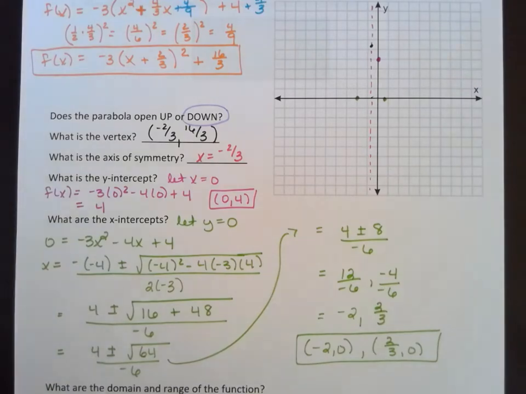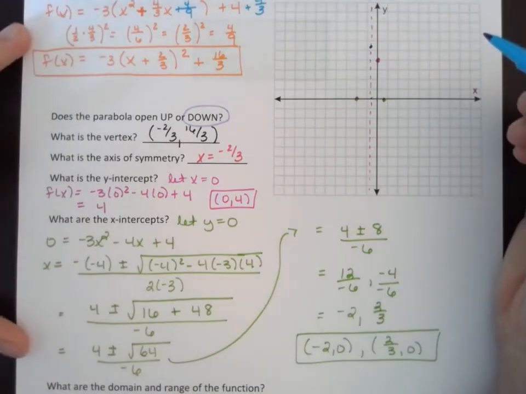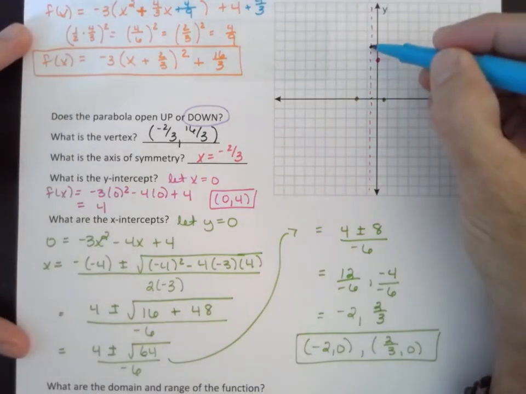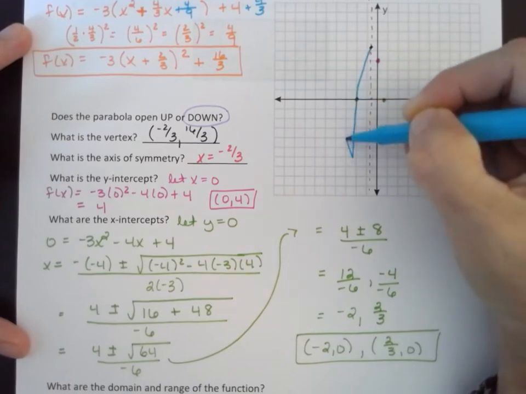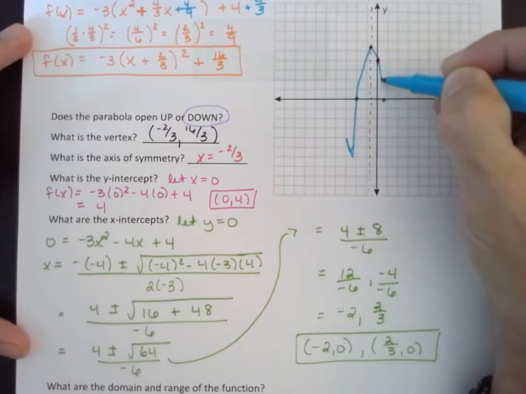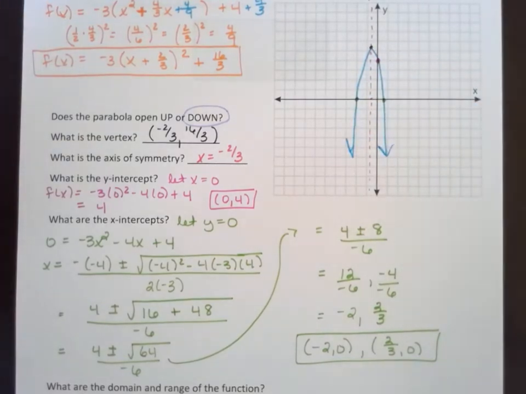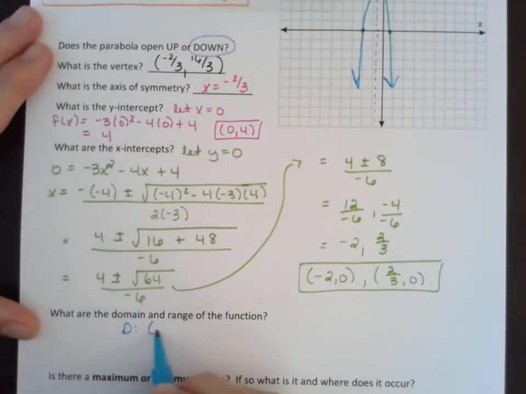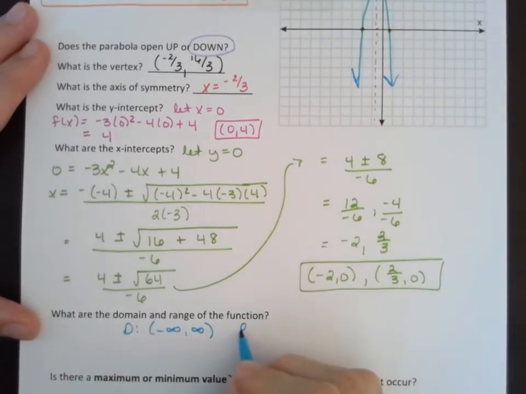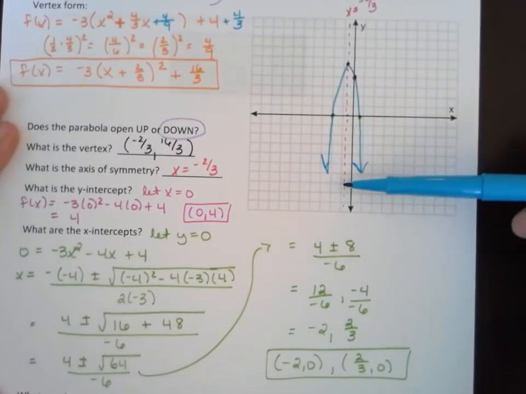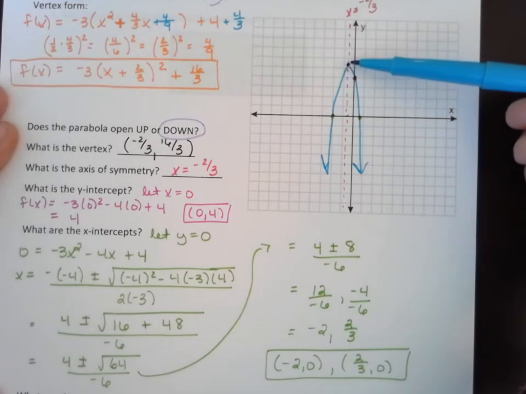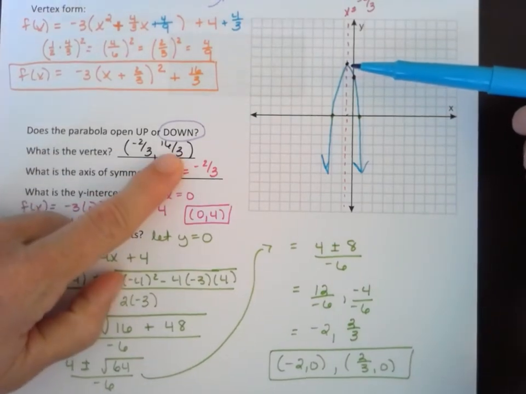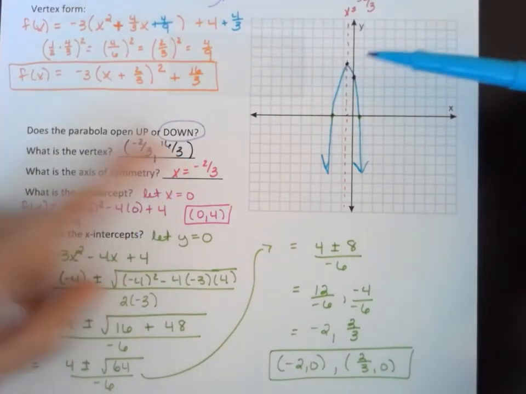Let's sketch our graph. So our vertex was here. Our domain is everything. And the range starts at negative infinity, stops at the vertex. So it stops at 16/3.